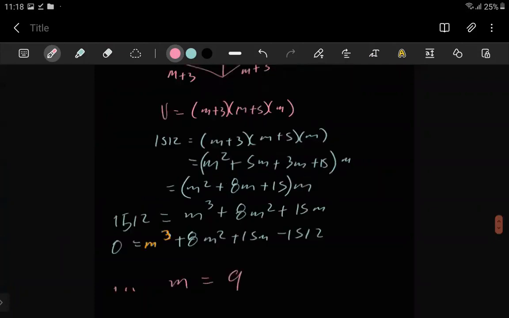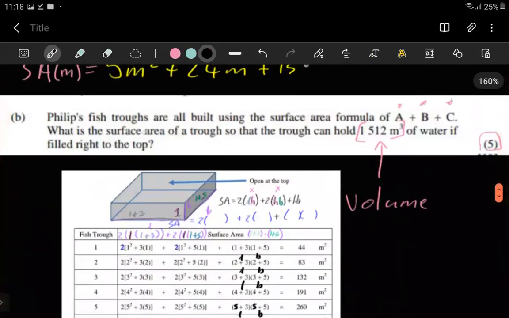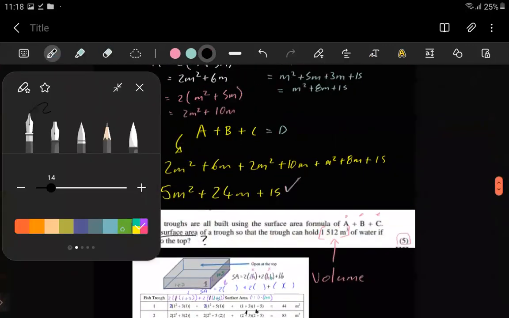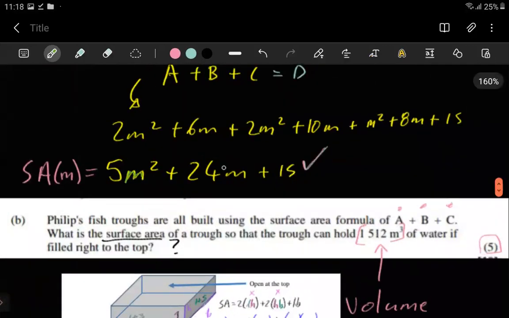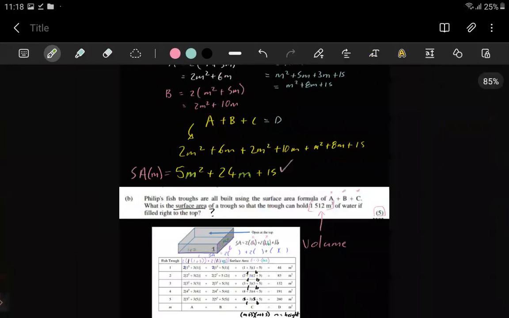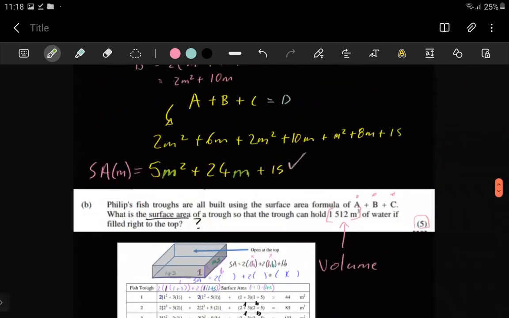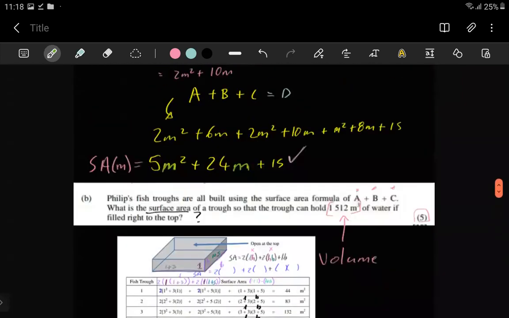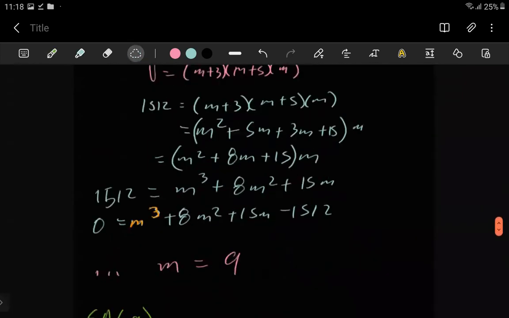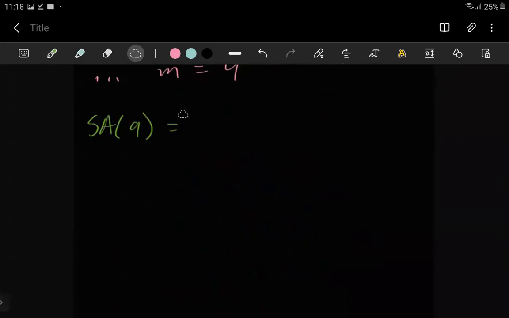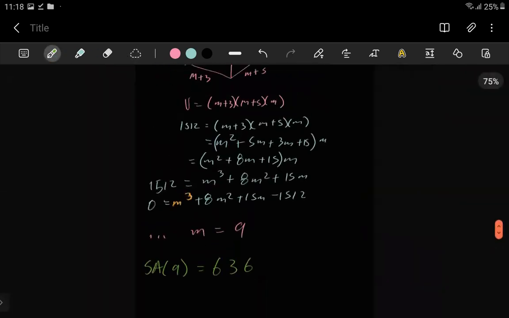As long as we get a value of M, which is 9, we can now find the surface area, which is what they asked for. Because to get our surface area, we just need a value of M that we throw into our surface area formula. So in our surface area formula, we would have thrown in 9 where M is, which would have given us 5 times 9 squared, and so on. And then we would have gotten the answer 636 over there.